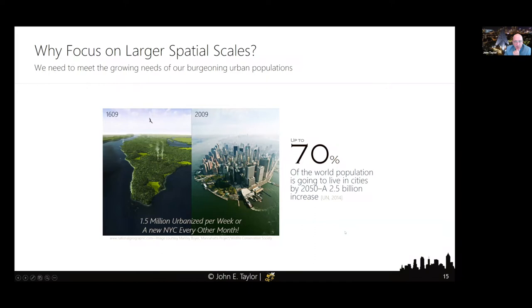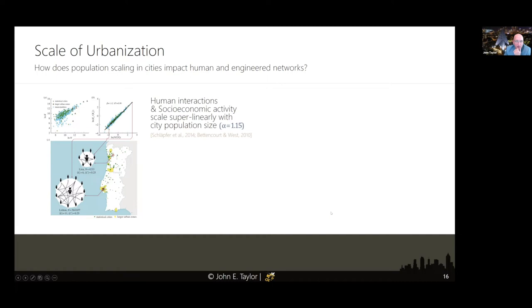And so from a pure impact standpoint, we're convinced to study at this greater scale. But scientifically speaking, are there interesting dynamics at the human and engineered network interface? Well, if we look at how population scaling affects socioeconomic activities, research has shown that it scales superlinearly with population. So if we double the population in a city, we don't just get double the income, wealth, and innovation, but there's a superlinear effect where we'll get 15% more than double.